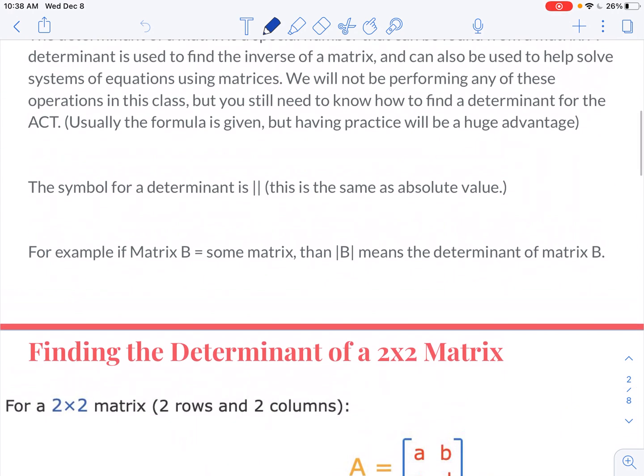The symbol for determinant is basically the same thing as absolute value bars. So, for example, if matrix B is equal to some matrix, then when you put bars around the B, that means that you have the determinant of matrix B.